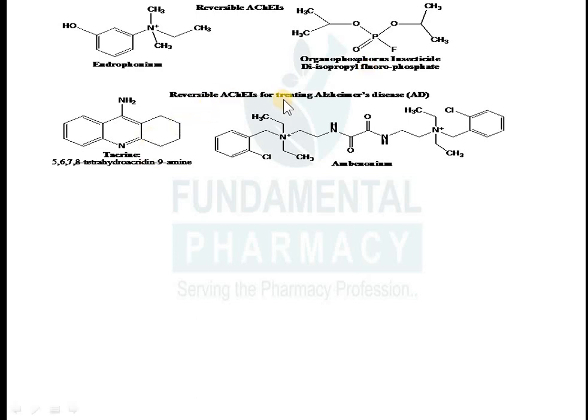Now reversible anticholinesterases are used for treating Alzheimer's disease, where there is a lack of acetylcholine at the neuronal endings. For example, tacrine is also there. Then ambenonium is also there. So these are the reversible anticholinesterases. Whatever structures you see, these are the reversible anticholinesterase enzyme inhibitors, except the organophosphorus compounds.